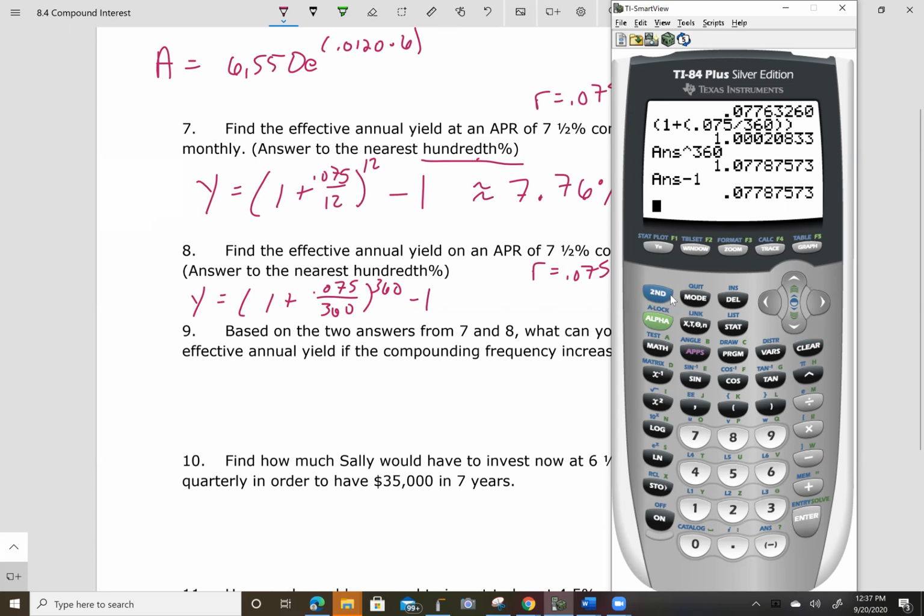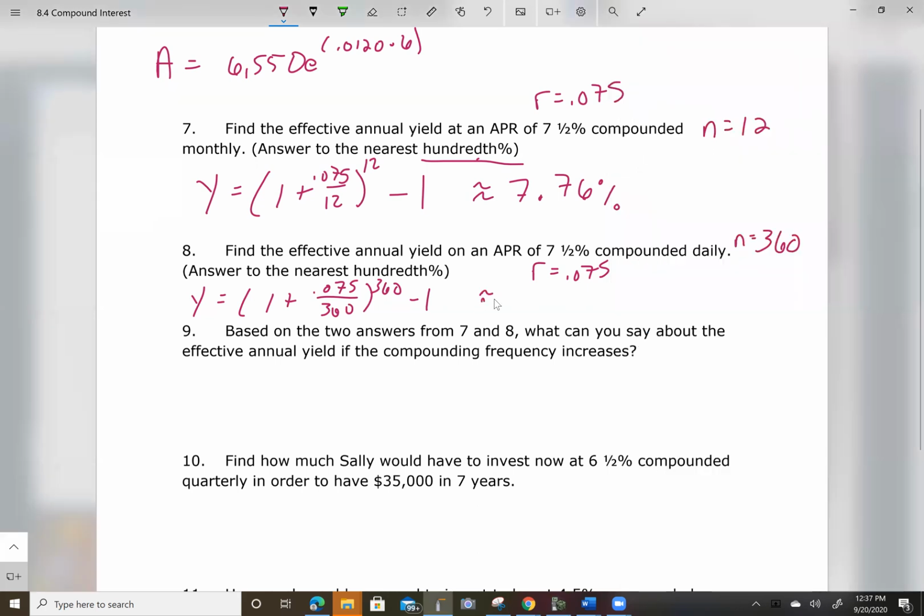Okay, and then I've just been doing this in my head, but to turn it back into a percent, you multiply it by 100 because you're changing it back to a percent. Did I say parenthesis? I meant percent. Geez. So 7.79% if we round. So it's approximately 7.79%. So it's a little bit bigger because you're compounding it daily, so 360 times instead of 12. So that kind of just answered this question right here.